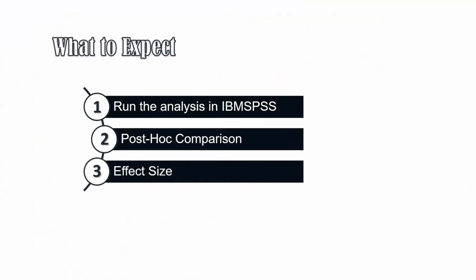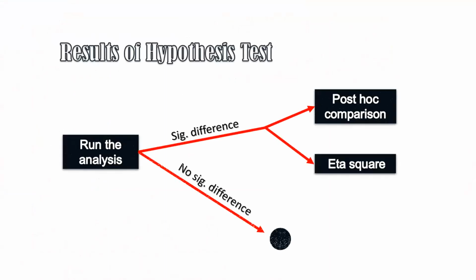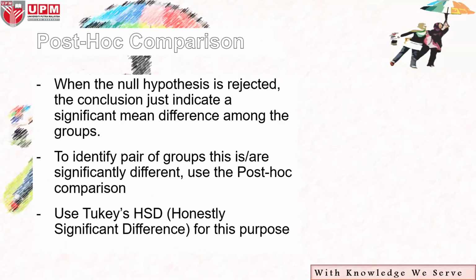Okay, so there are three expectations in one-way ANOVA. You are able to run the IBM SPSS, you are able to read the post hoc comparison table, and then you can report the effect size. Okay, so post hoc, if you may recall, post hoc comparison is a table that indicates in detail regarding the pair that is significantly different.